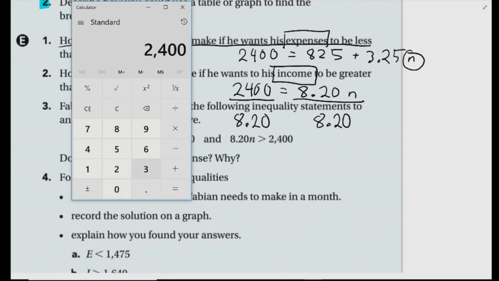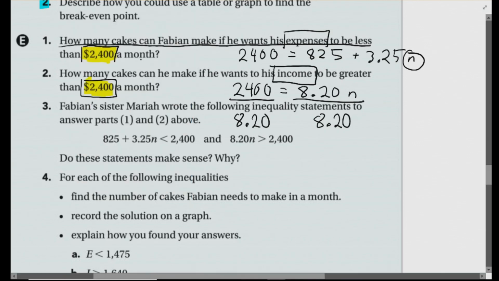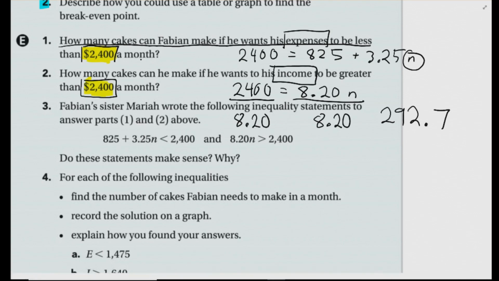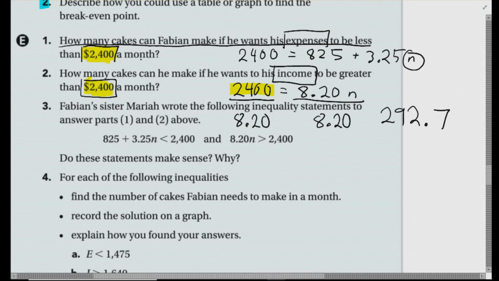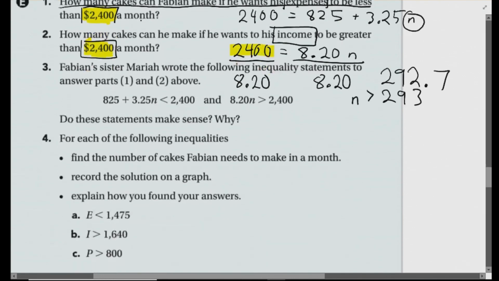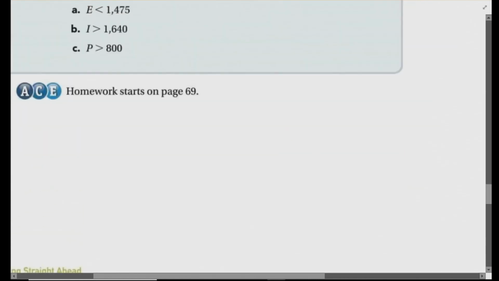So we would have 2,400 divided by 8.20, and we should get something that looks like this. n is equal to approximately 292.68, or we would just say 292.7. So if we make 292.7 cakes, we will make exactly $2,400. If we want the income to be greater, then we should make more cakes: 293, 294. So pretty much anything where n is greater than 293. Exercise 4 is really more of the same. And that's pretty much it.